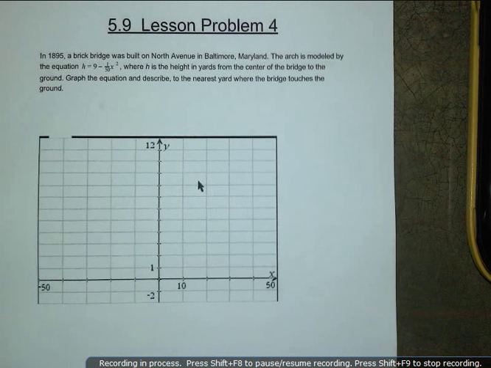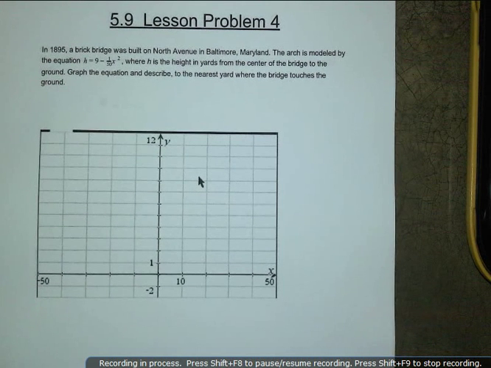Okay, here we go. 5.9 lesson problem number 4. In 1895, a brick bridge was built on North Avenue in Baltimore, Maryland. The arch is modeled by the equation h equals 9 minus 1/50th x squared, where h is the height in yards from the center of the bridge to the ground. We're going to graph the equation and describe to the nearest yard where the bridge touches the ground.